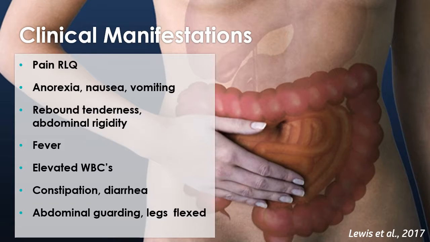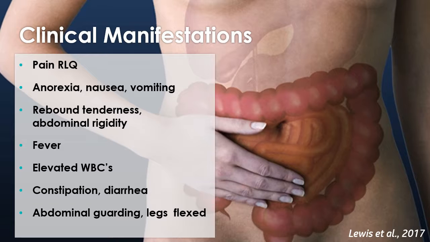Pain begins in the periumbilical area that descends to the right lower quadrant and localizes at McBurney's point. McBurney's point is the area in between the iliac crest and the umbilicus. Patients may also experience anorexia, nausea and vomiting, rebound tenderness, abdominal rigidity, fever, increased white blood cells, constipation, and diarrhea.